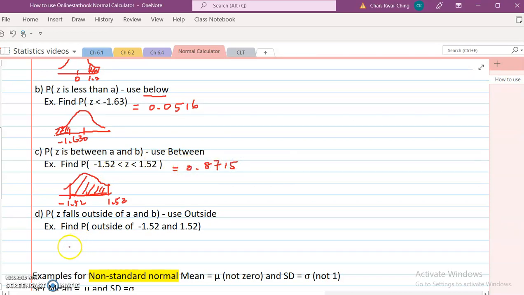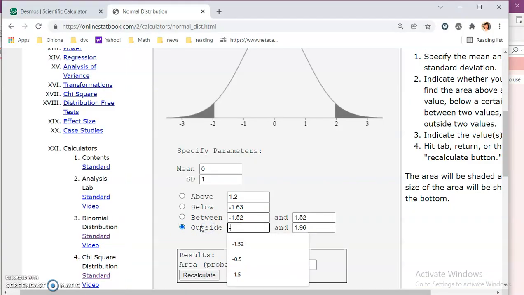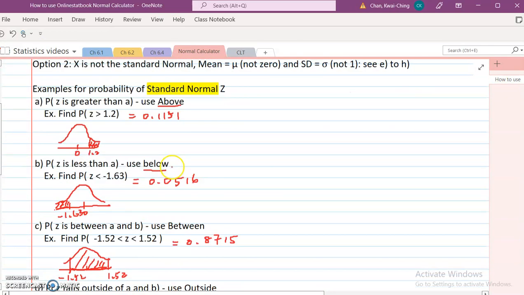And then for outside, I do the same thing, but instead of shading the middle, we shade the two ends, negative 1.52 and 1.52. The calculator does not give you two values, although there are two areas; it adds the two areas together. You recalculate and get 0.1285. So that's how you use the calculator to find standard normal.